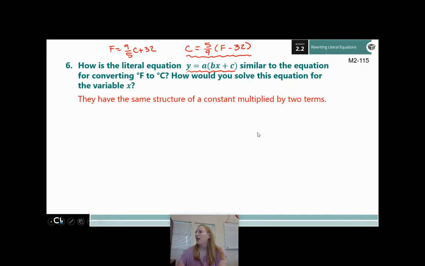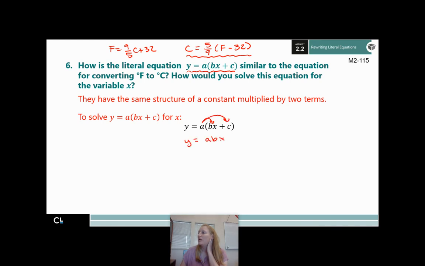So let's answer the second question. How would we solve for x? Let's see what we can do. I need to get x all alone on his own. So the first thing I'm going to do is distribute that a. Get rid of those parentheses. So I now have ay equals abx plus ac. A times bx is abx. A times c is ac, although that does not look like a c. That's some bad handwriting there. I'll fix that. It's better.